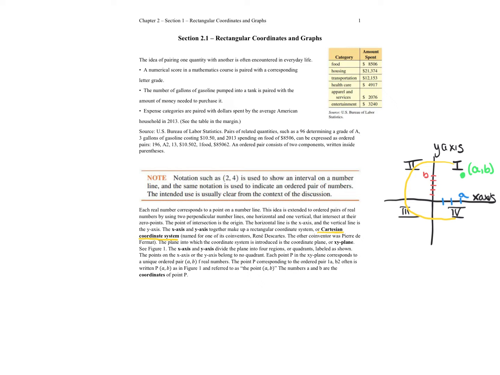So the point of this coordinate system is that we pair things together. Some examples are listed up here. The amount of money you put in your bank account and how much money you actually have based on your interest rate are things that we can pair together. Or how much money you have to buy groceries and how many groceries you can buy, things like that. There's always an input-output situation.